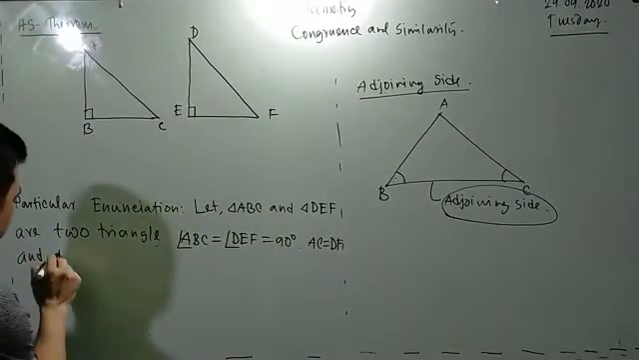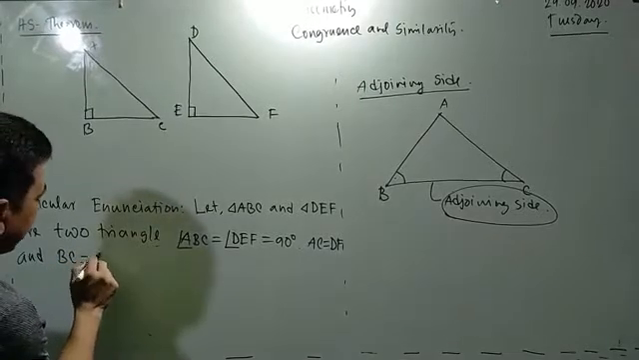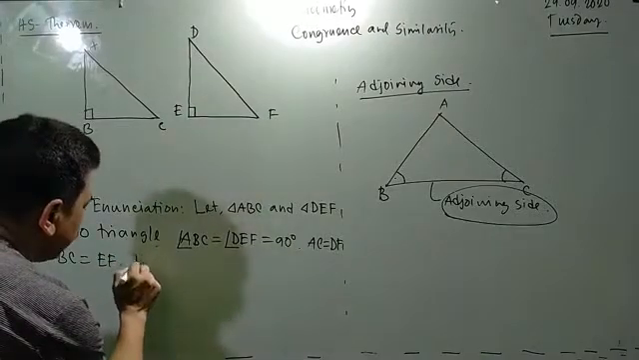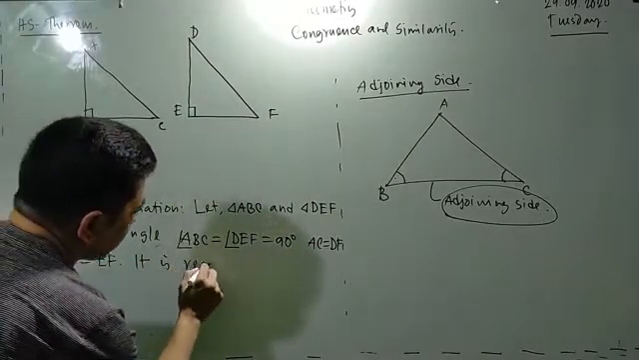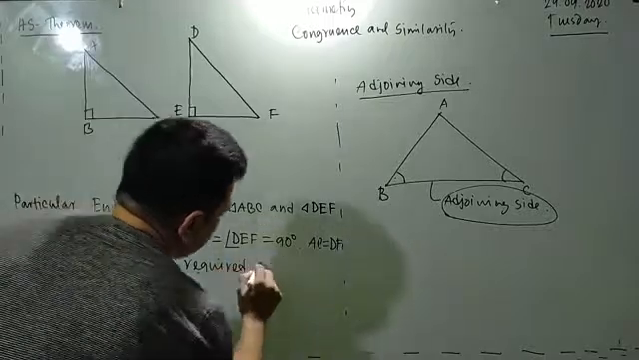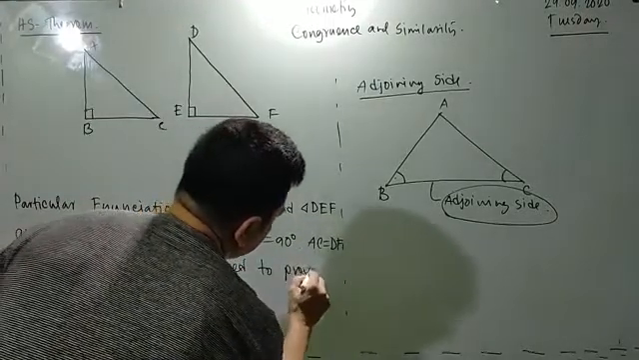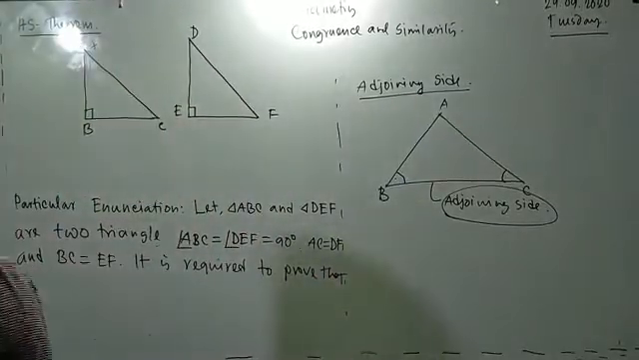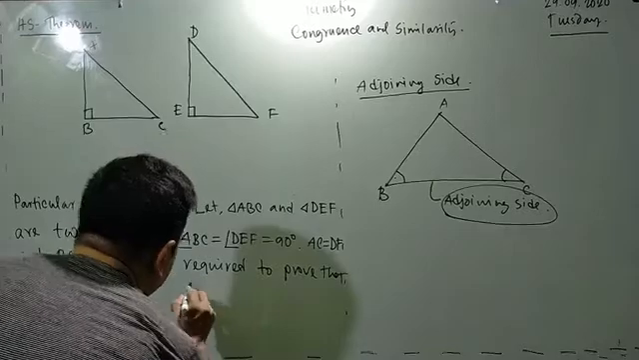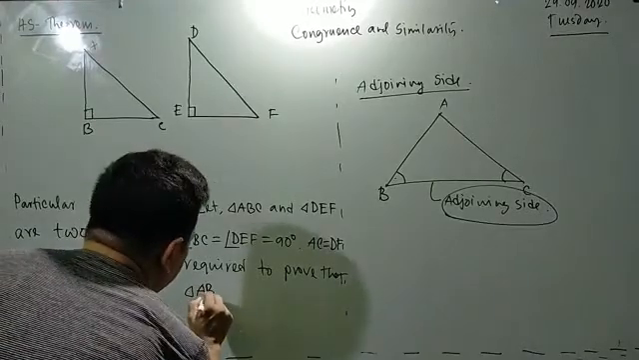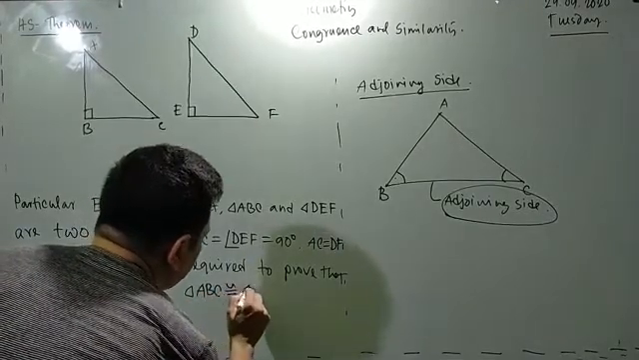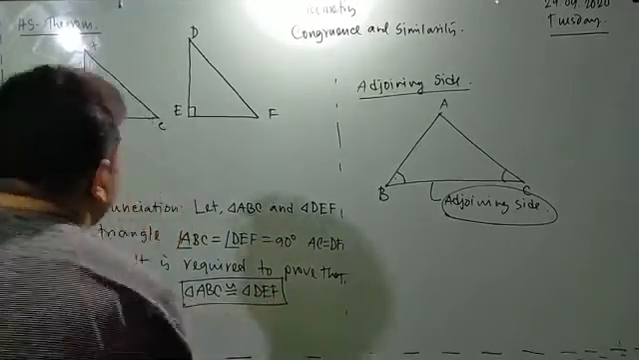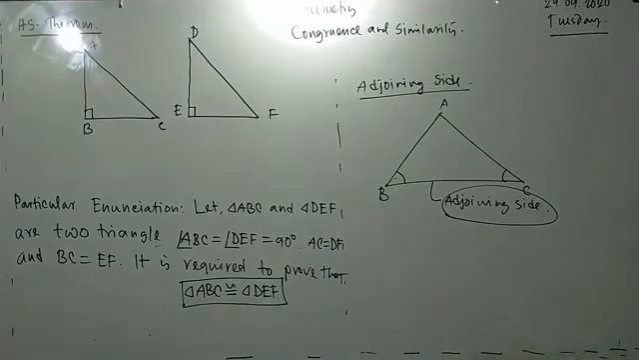and BC equals EF. It is required to prove that triangle ABC is congruent with triangle DEF. It is our target. We have to prove triangle ABC is congruent with triangle DEF.